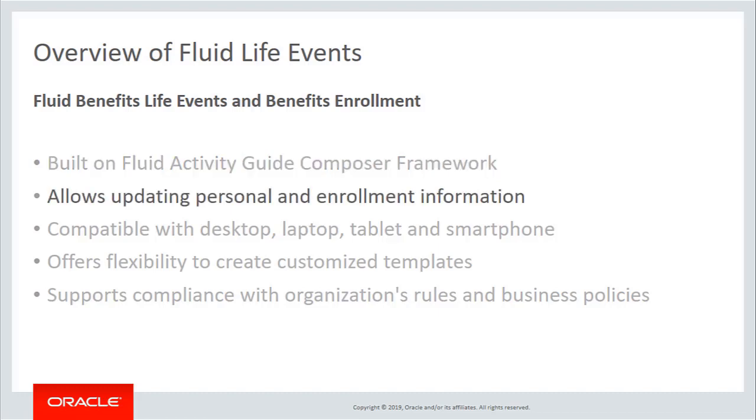The Fluid Life Events process allows employees to update their key personal as well as enrollment information all from one self-service transaction using a device of their choice. The Fluid Benefits Life Events helps you define event templates to support end-to-end HR and benefits business processes. This supports compliance with your rules and business policies when changes in your working or personal life result in changes to your benefits.